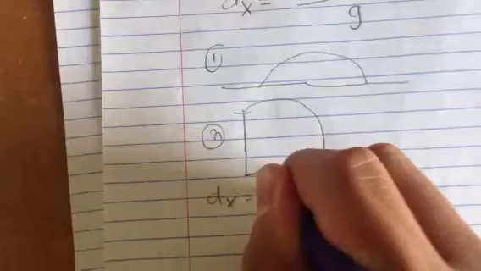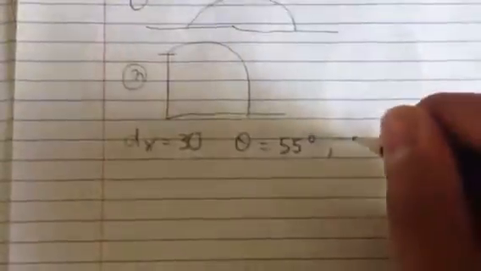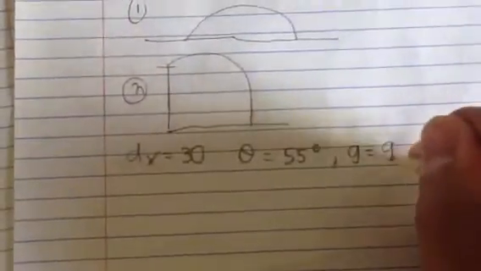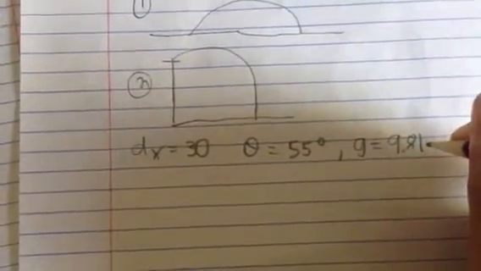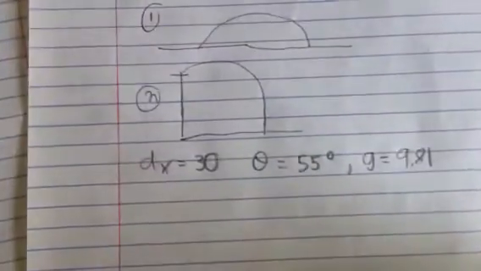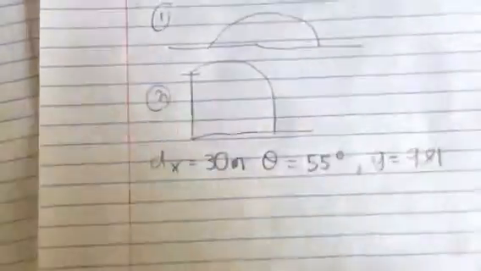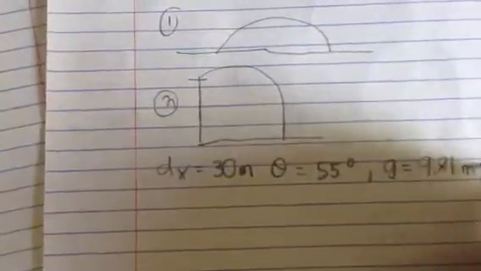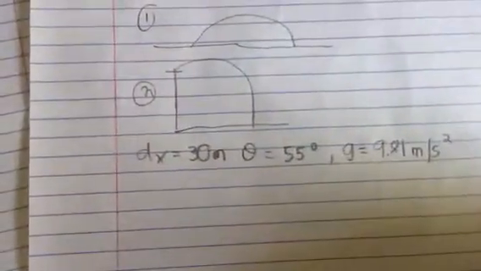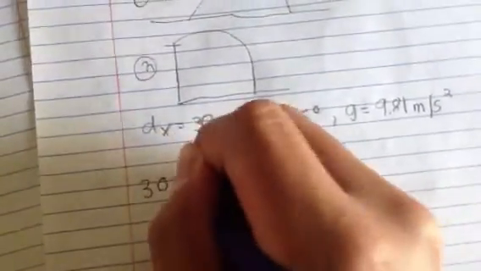So let's figure out what some of the values are. dx equals 30 because it landed 30 meters away. The angle is 55 degrees as it said in the problem. And g is a constant that represents the acceleration of an object in free fall. It's always 9.81 meters per second squared. Let me put those units in. Units are key, guys. Don't forget to include units. They're important. Now, all we have to do is plug it into our equation.